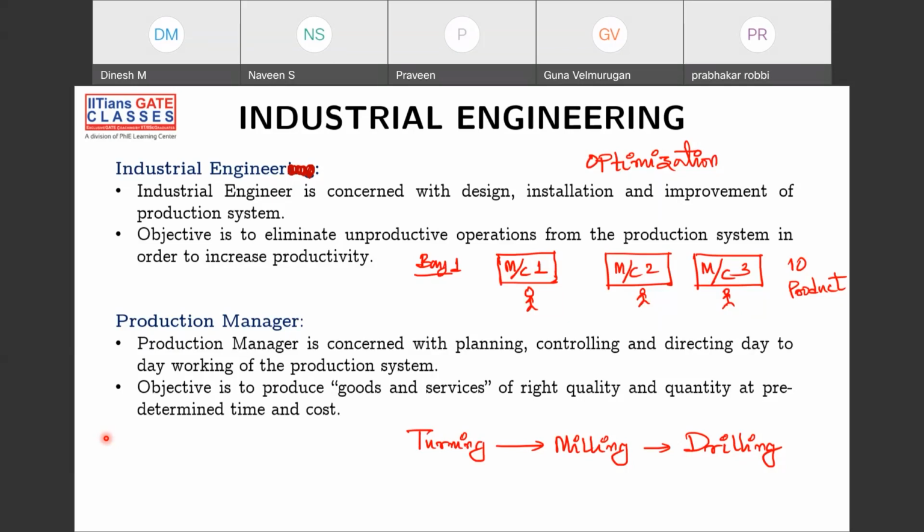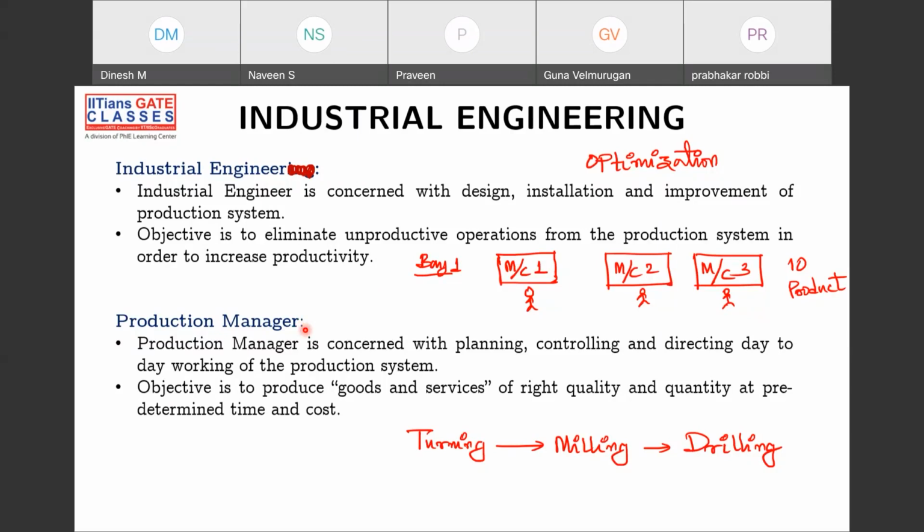So we have to have domain knowledge. We have to have knowledge of machines, material, manpower, tools, all these things. If we have that knowledge, then we'll be able to efficiently optimize things, right? That is the main difference between an industrial engineer and a production manager. In loose terms, an industrial engineer will try to optimize things. A production manager will see all the technicalities and concentrate on the quality and quantity of the work which is produced.